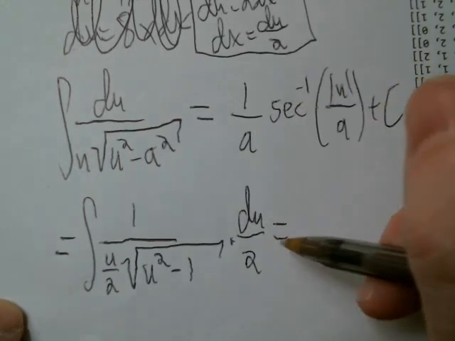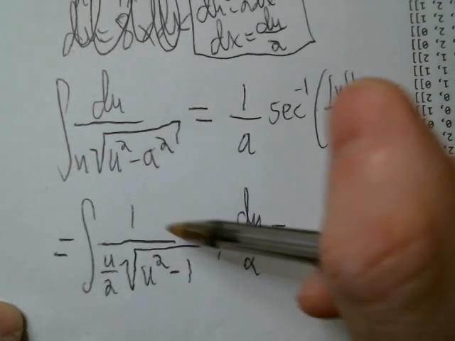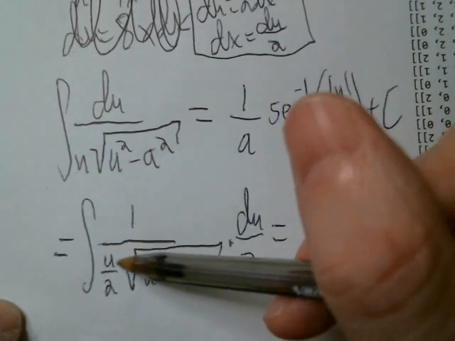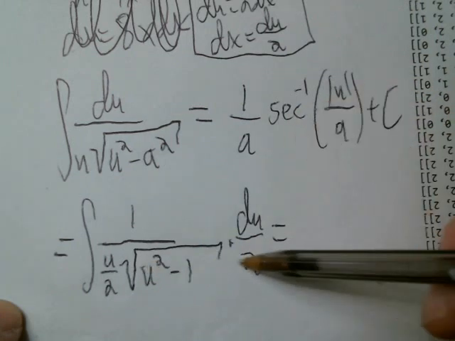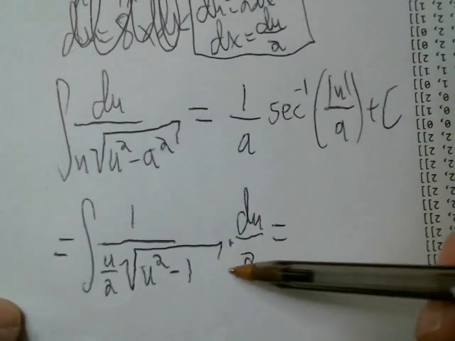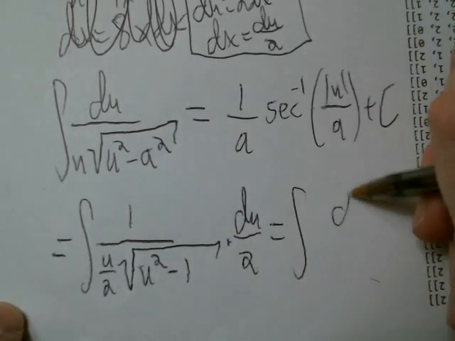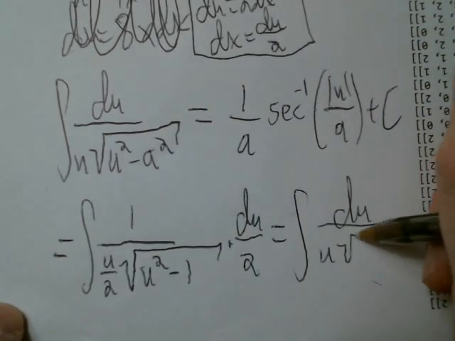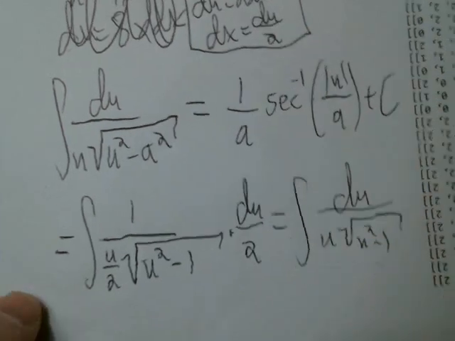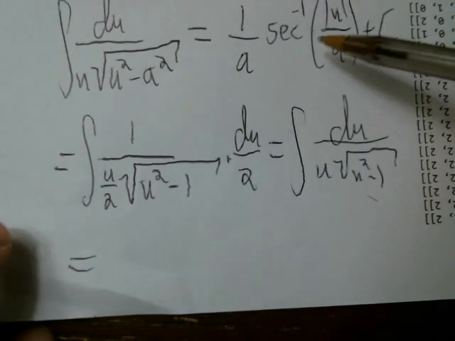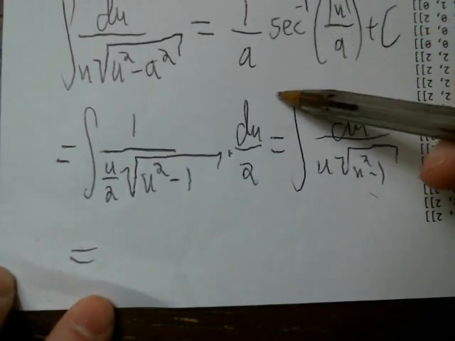Seriously? Okay, so anyways, this is 1 over 2 down there. You can sort of multiply everything by 2 in the denominator if you want to think of it that way. 2 times u over 2 will just give you u. So this will be the integral of du all over u times the square root of u squared minus 1. And that is literally just a secant inverse formula where a is equal to 1.